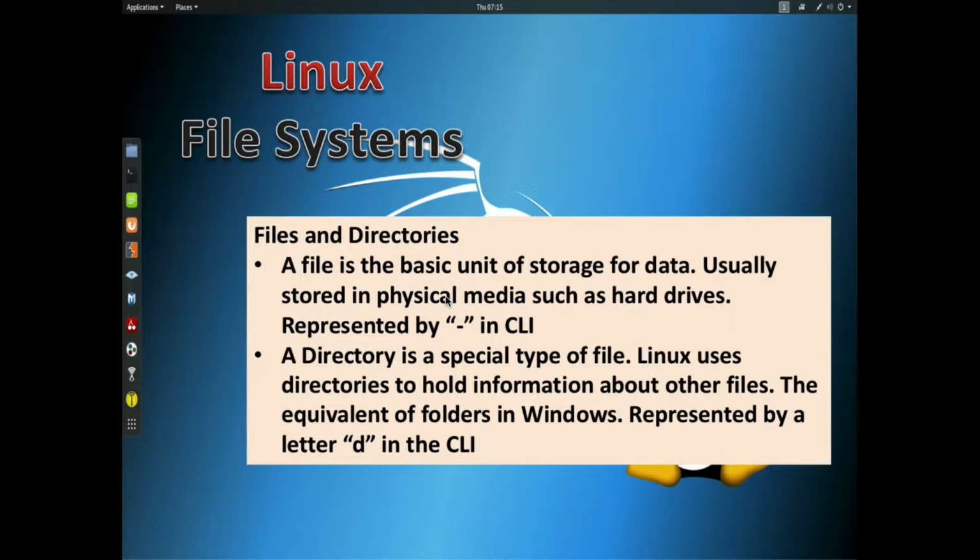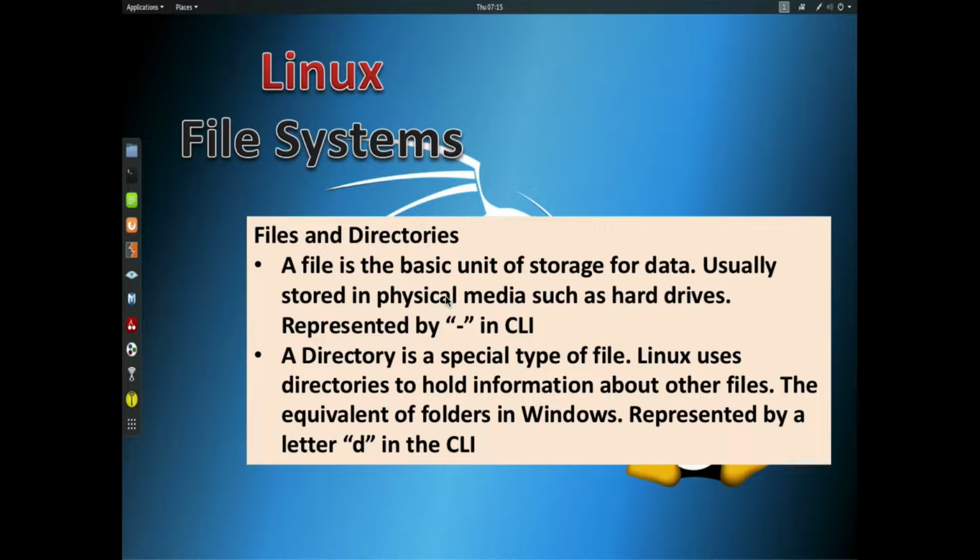This unit is basically stored on physical media such as a hard drive, a thumb drive, or anything that is designed to store information. It's represented by a dash. I will show you now. After defining the directory, I will show you both, compare, and file permission.